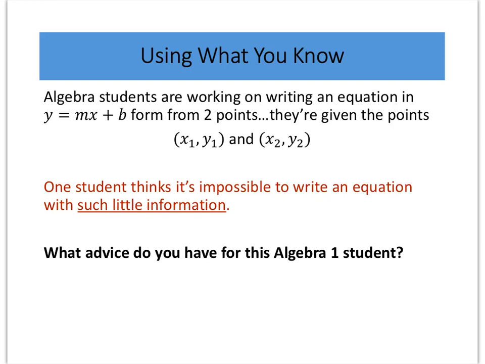All right, so today we talked a little bit about some advice you might give to an Algebra 1 student. If you had 2 points, one student thinks that it's impossible to write an equation with such little information. But in Algebra 1, you really did learn that you can find the m value by doing y2 minus y1. So m is y2 minus y1 over x2 minus x1.